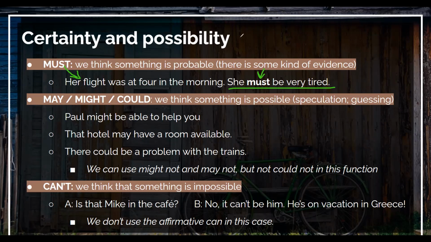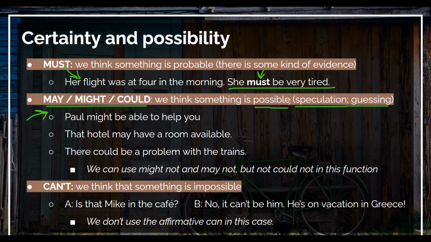The use of must is different from the use of may, might, and could. The difference is that when we use any of these three, it's more like we're doing speculations or guessings, right? We think something is just possible, right?